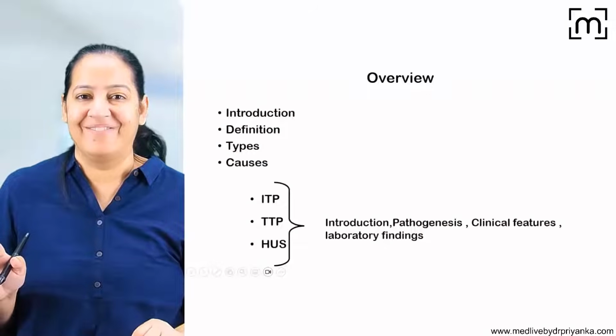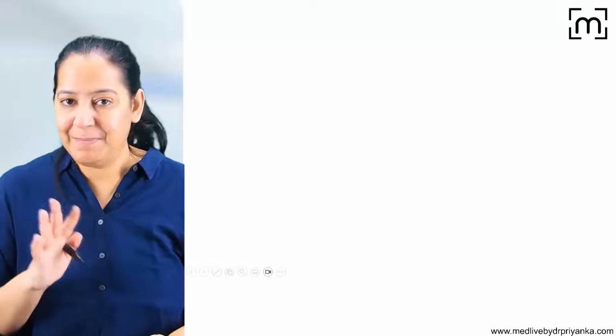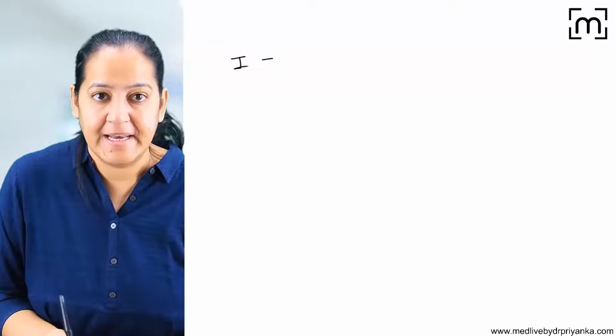So we are done. Can we compare the three? ITP, TTP and HUS. Can you help me in comparing the three? I taught you three types of thrombocytopenia in detail.